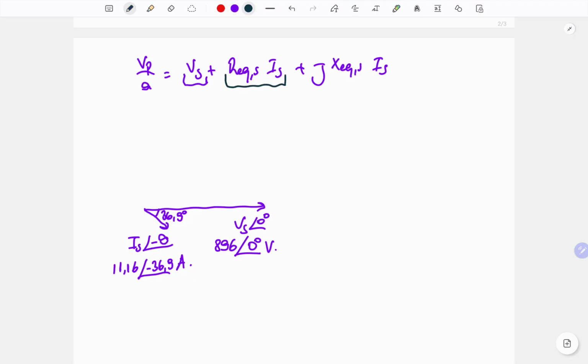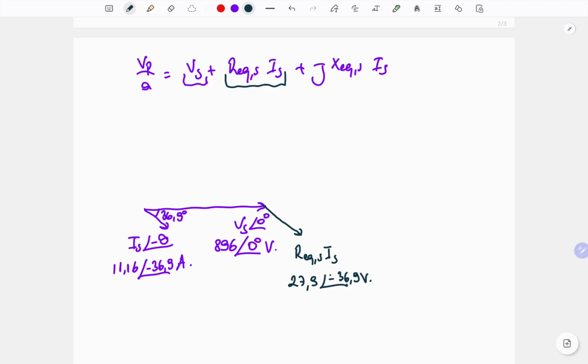Okay, so we started with Vs. Then let's continue with the resistance voltage drop. It must be parallel with the Is, because we will multiply the Is value with a constant of resistance. So the black arrow will represent the resistance voltage drop, and according to our voltage regulation calculations, it will be 27.9 with minus 36.9.